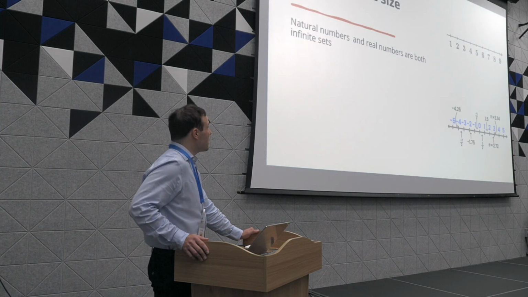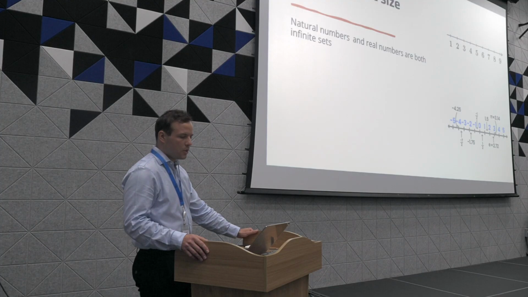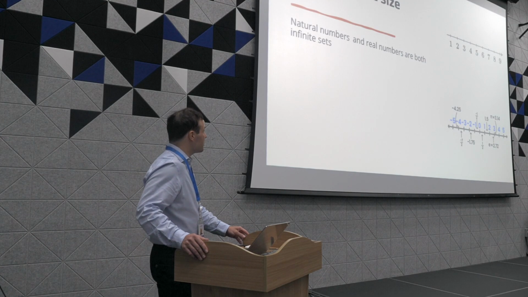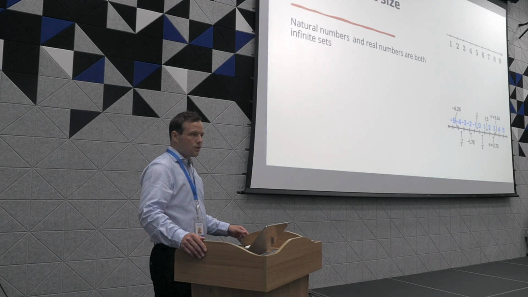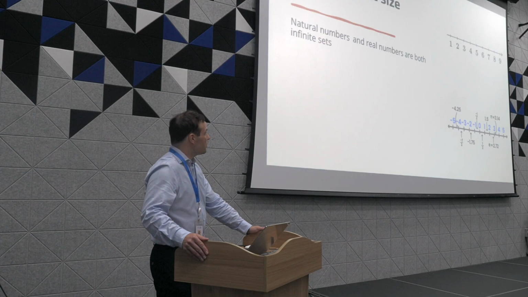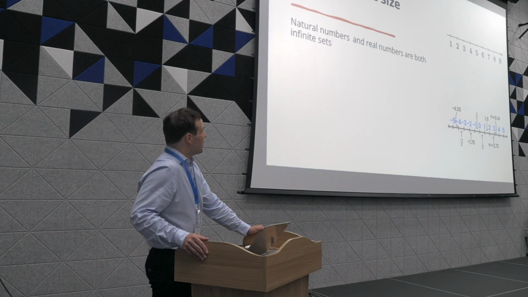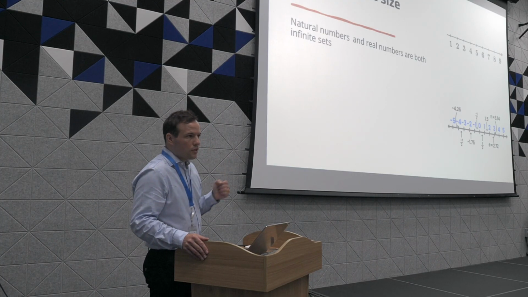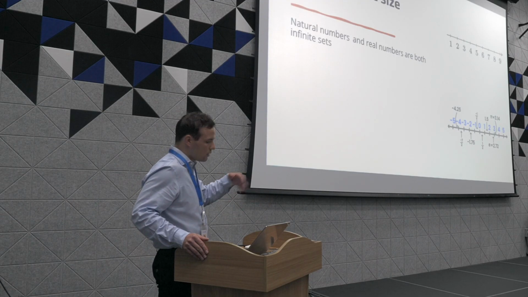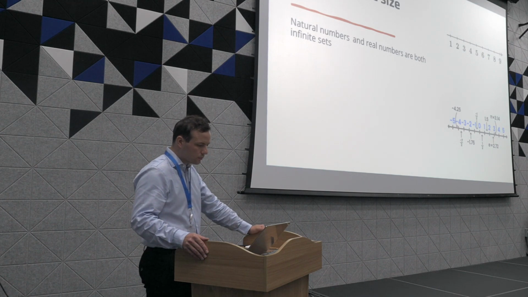So firstly, let's think about where we've encountered infinity before. The two most obvious examples that come to mind are the set of natural numbers and the set of real numbers. So the natural numbers are the positive whole numbers, and it's quite easy to accept that they just go on forever, and we don't really worry about it too much, they just go on, and that's that.